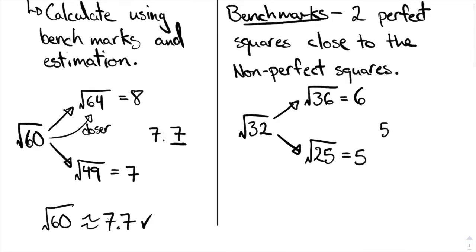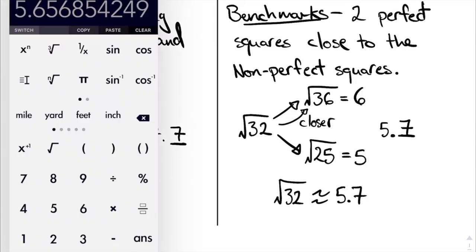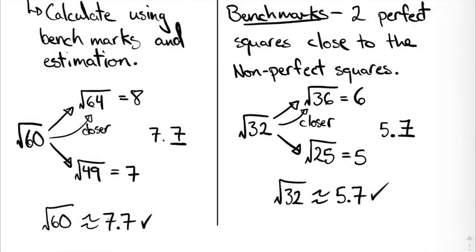So 5 point something. Now 32 is closer to 36. So that means my answer will be closer to 6 than it is to 5. So I would estimate it to be about 5.7, because 7 is closer to 6 than it is to 5. So I would say the square root of 32 is about equal to 5.7. Check it with a calculator, and yeah, my estimation is pretty good.